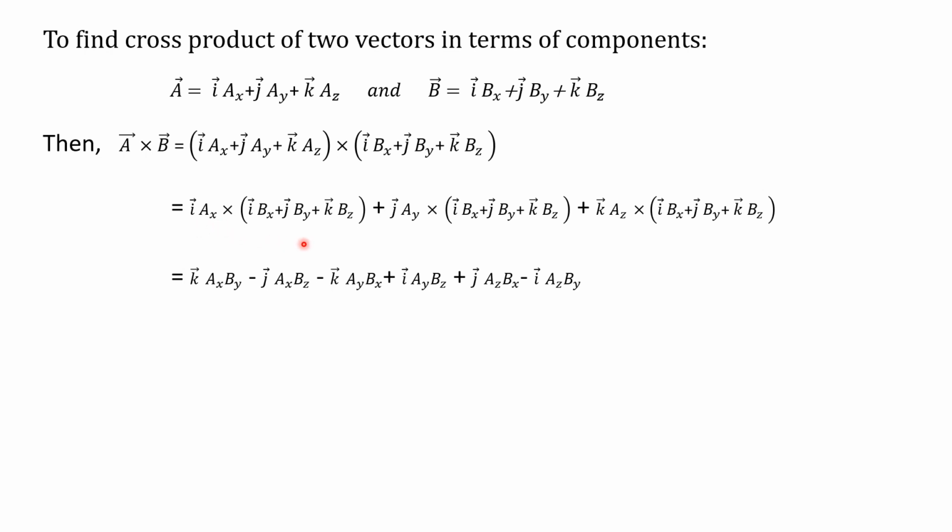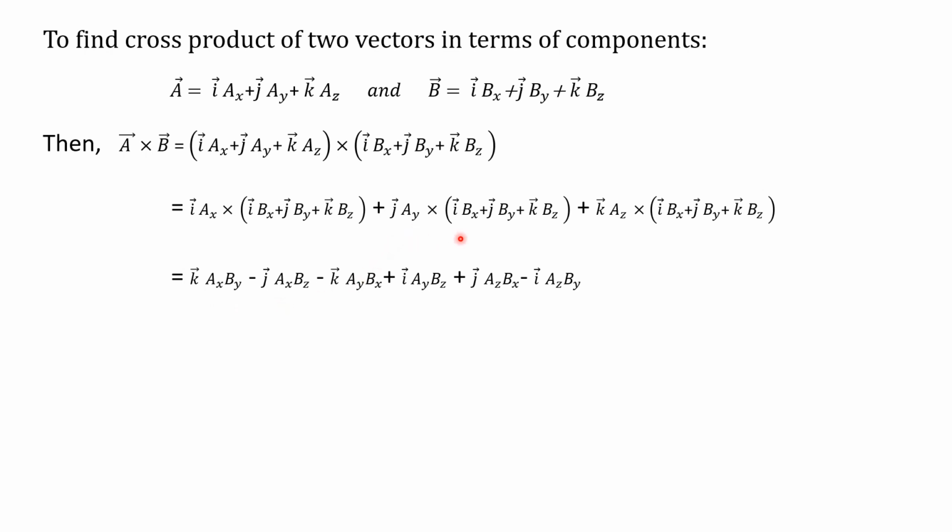Next, we write i Ax cross k Bz. What is i cross k? i cross k is minus j. Therefore, we write minus j Ax Bz. Now, this is the expansion of the first term, and we get the terms here. One term is 0, i cross i into Ax Bx. Therefore, i cross i is 0, so this term is 0. The remaining two terms we write here.